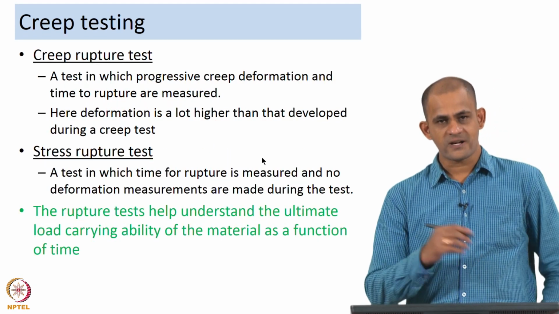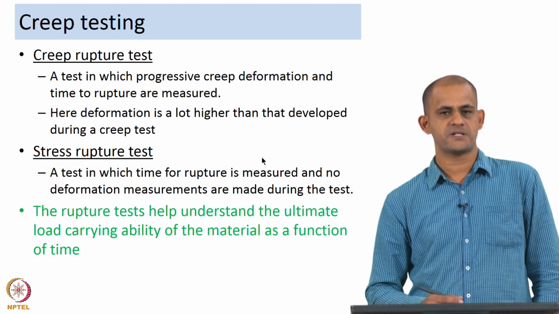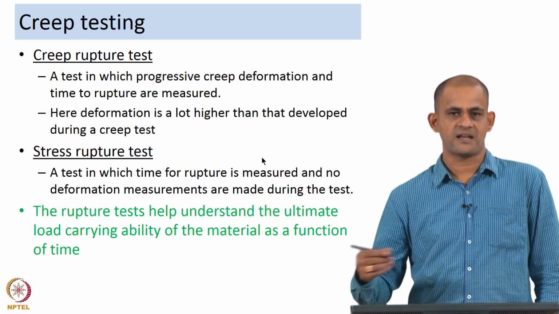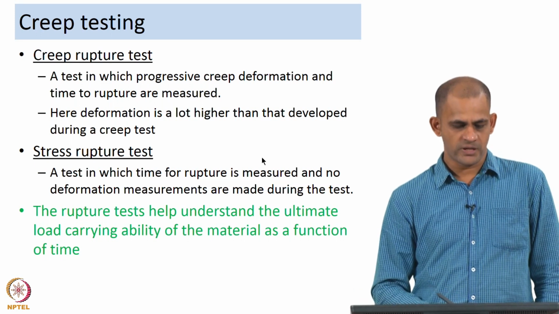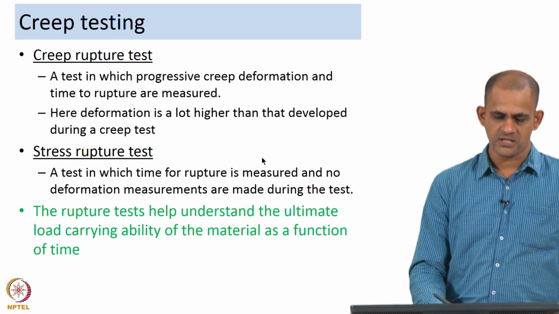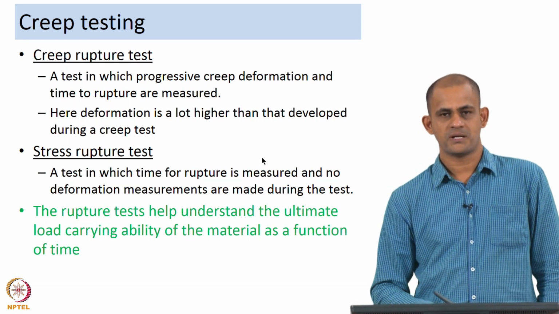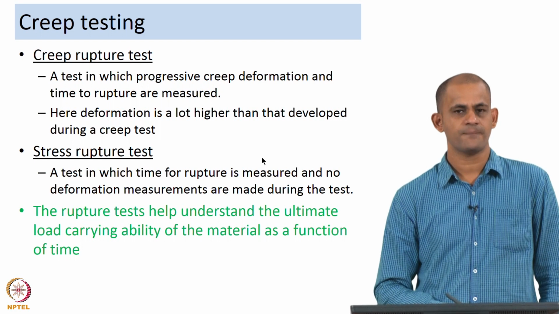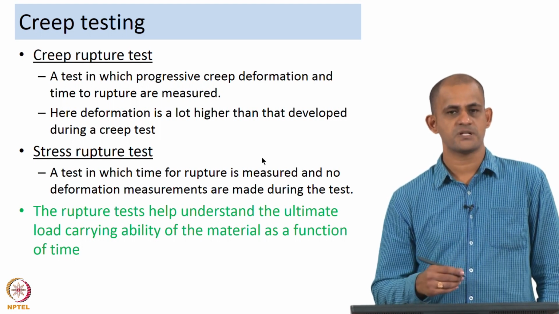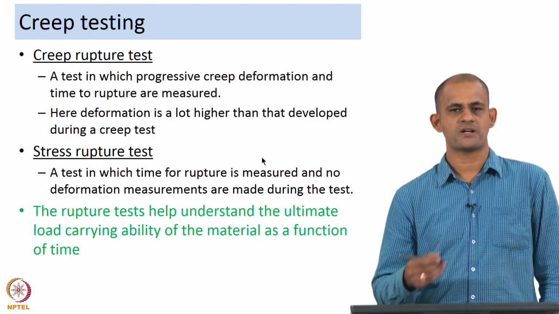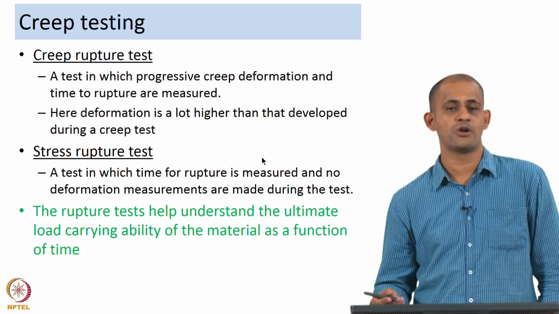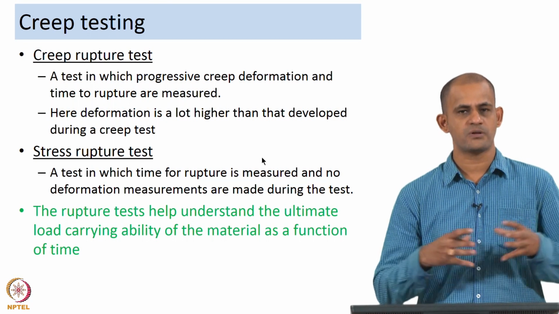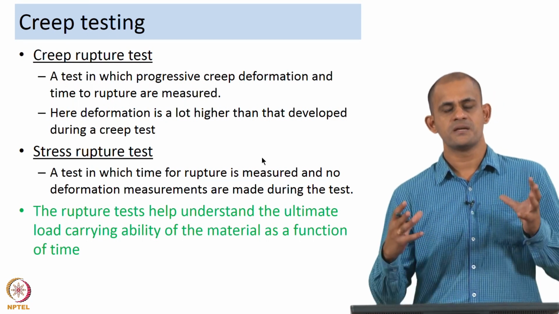Now, in contrast to the creep test, a creep rupture test is one where the deformation is carried out until rupture. So, a creep rupture test is a test in which progressive creep deformation and time to rupture both are measured. You are measuring both the deformation as well as the time to rupture, and here the plastic deformation that the sample experiences is a lot higher than that developed during a regular creep test, because here you are taking your sample till rupture. So, the amount of deformation that the material experiences is significantly higher.